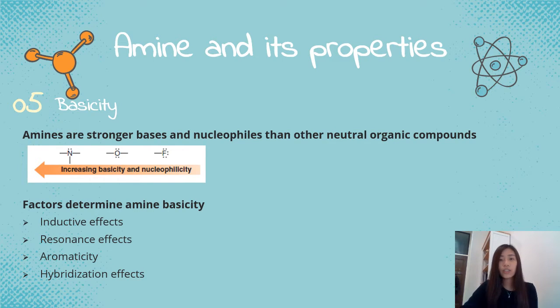Aromaticity describes the condition of the nitrogen lone pair in the aromatic pi system. If the lone pair is part of the pi system, the lone pair will be delocalized in the ring, making it less basic. Hybridization effects describe that an amine's basicity is based on the %S character. A lone pair which is in an sp3 hybrid orbital will have less %S character than the lone pair in an sp2 hybrid orbital. Therefore, the less tightly the lone pair is held, the stronger the base.